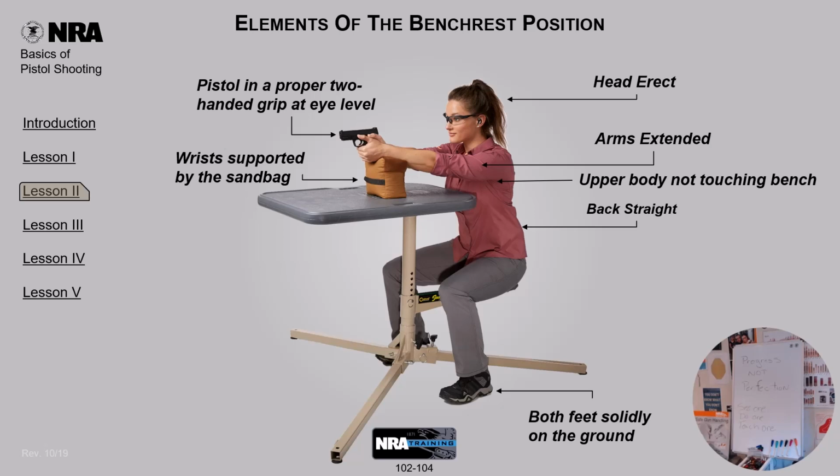Elements of a bench rest position. We are not doing the bench rest position. However, if you have an opportunity to go somewhere that has a bench rest, this is a lovely way to sight your gun in. By having your wrists supported by the sandbag, you are taking out a ton of movement from your body when you're trying to shoot. If you can get the pistol here at proper eye level without you having to hunker down, that also makes it much easier. Just like shooting standing, your head is erect, your arms are extended, and your back is straight, and both feet are solidly on the ground. So there are similarities to standing and shooting.